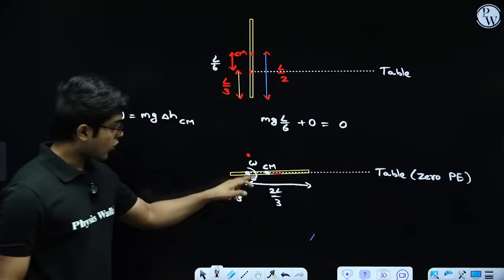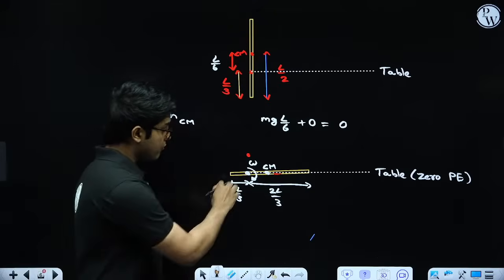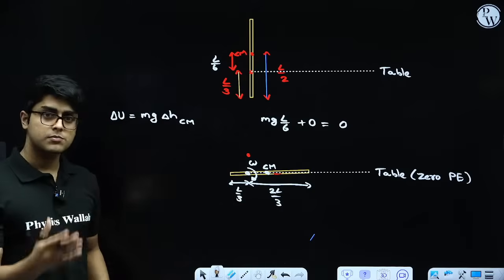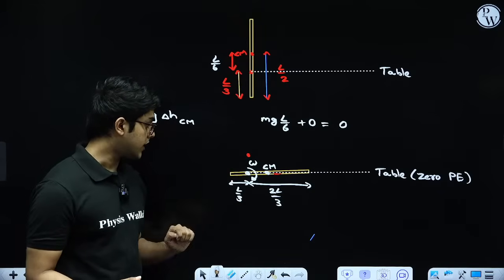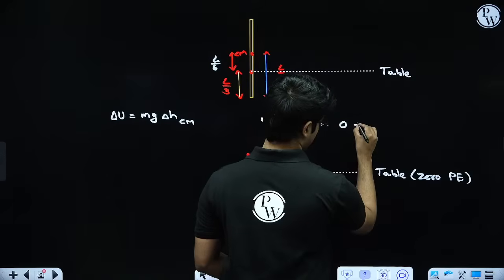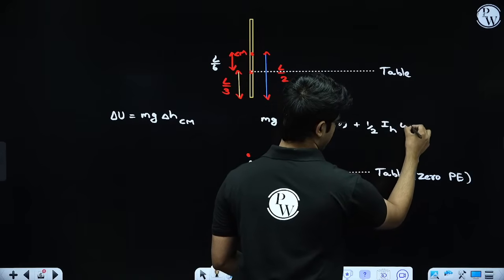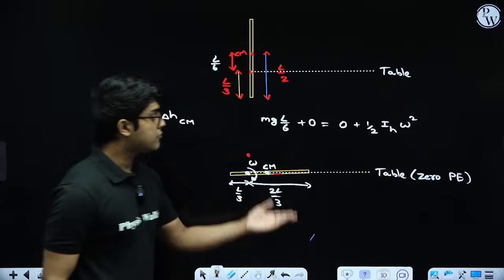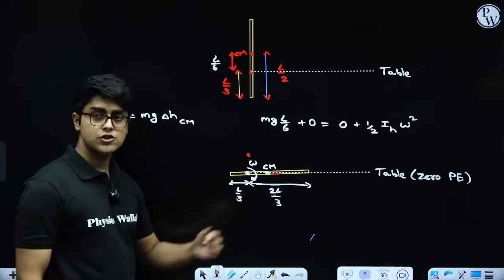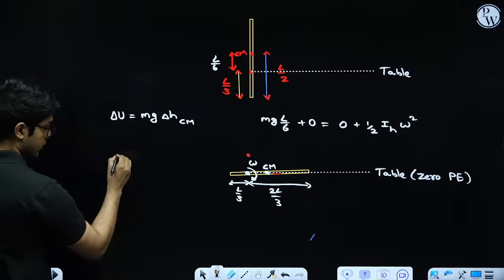But finally, the rod is rotating with some angular velocity, right? So whenever we have a rigid body that is performing fixed axis rotation like this, the kinetic energy is written as half I omega square, half I about the hinge times omega square. So now if we find the I about the hinge, we can easily find the answer. So what will I about the hinge be?